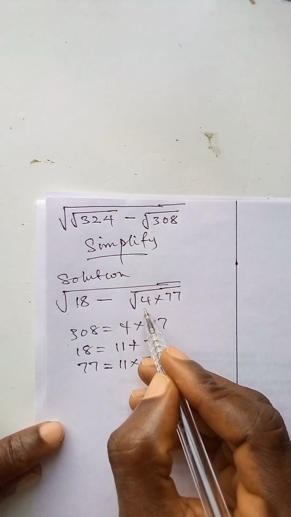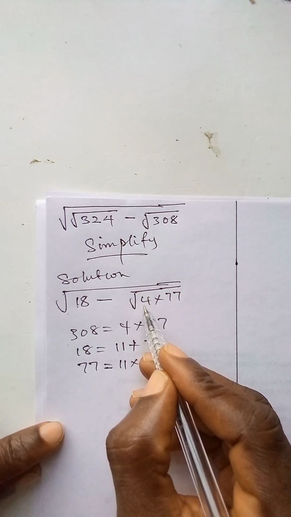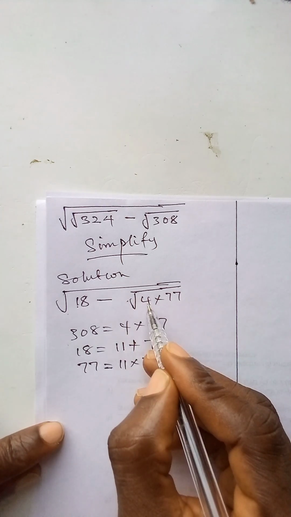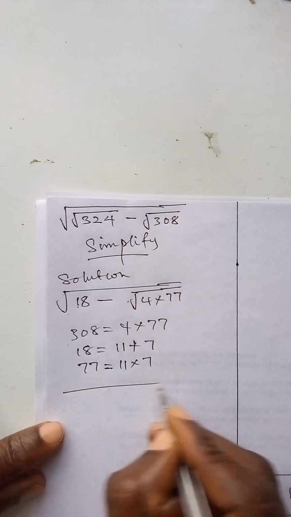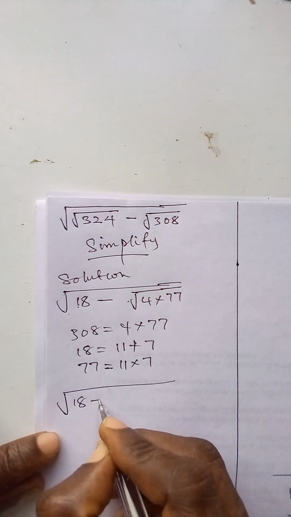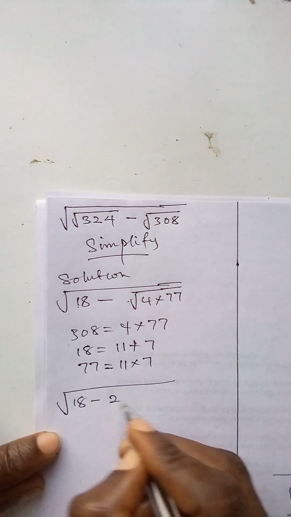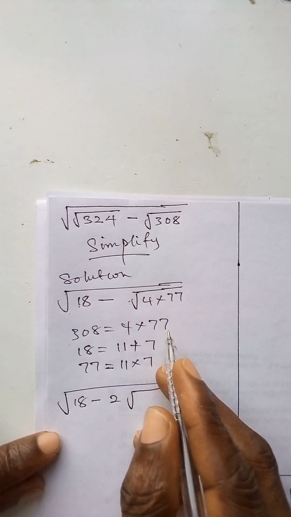Now 4 is a perfect square. Being a perfect square, I will find the square root of 4. The square root of 4 is 2. So it becomes root 18 minus 2, then I have root 77.